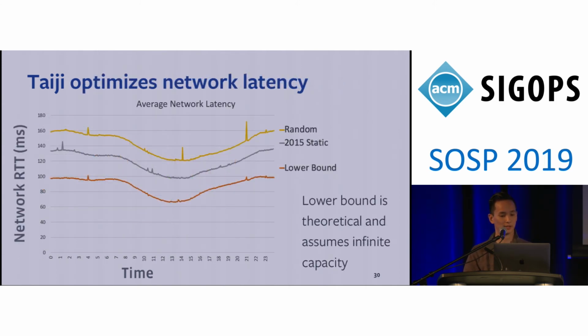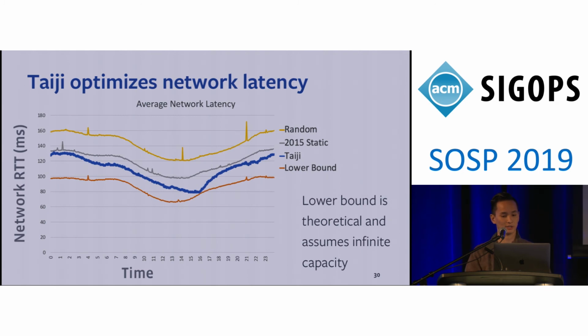For evaluating network latency, we want to see that Taiji is actually able to improve the network latency. So we compare the network latency of Taiji's routing decisions with three different routing policies. The first is a random routing. The second is a static mapping that we had in 2015, which was hand-tuned by a human for optimal latency. And the third is a theoretical lower bound. And this theoretical lower bound is simulated by taking the traffic from each edge node and routing it to its closest data center, assuming that data center has infinite capacity. So the thing to note about this theoretical lower bound is that it can't be achieved by routing alone and would require actually provisioning more capacity.